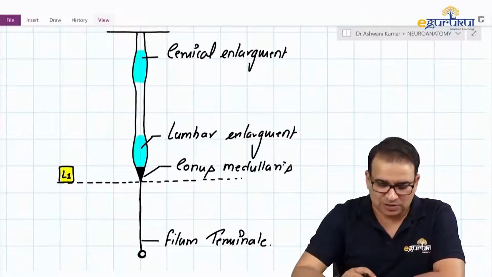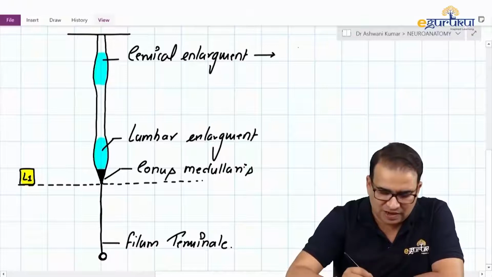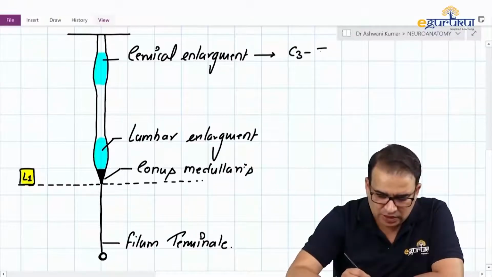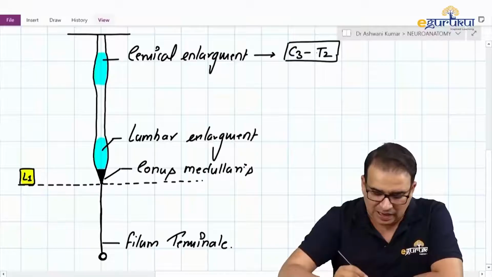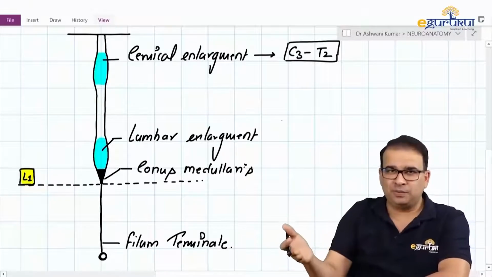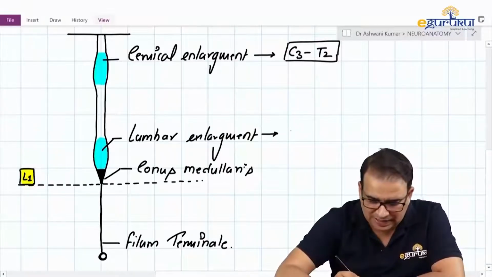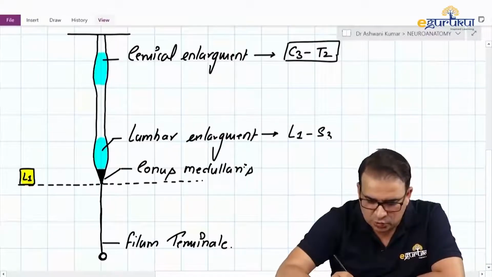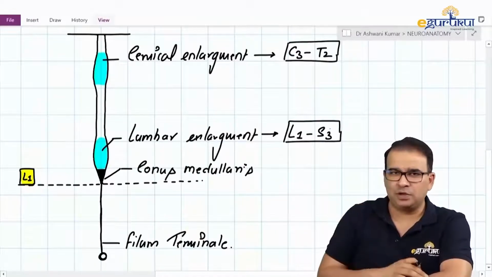So the cervical enlargement, because it gives rise to the brachial plexus, you should remember its level is C3 to T2. So C3 to T2 nerves will be seen coming out from there. And you can see the brachial plexus is all inside, guys. The usual root value for the brachial plexus is C5 to T1. And the lumbar enlargement extends from L1 to S3. The nerves L1 to S3 will be coming out from there. So we call it L1 to S3.